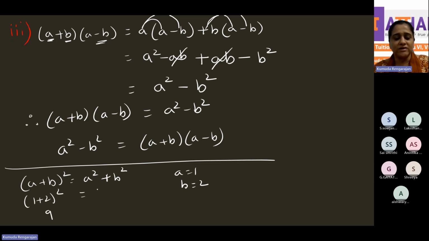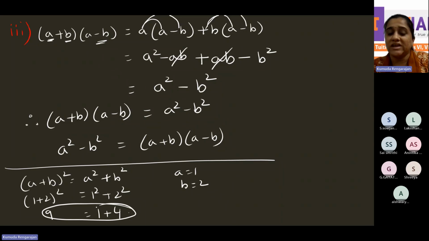On the other hand, you get 1 square plus 2 square, correct? And what is 1 square? 1. 2 square, 4. And what is 1 plus 4? 5. See, the two sides are not equal. If you say (a plus b) the whole square is equal to a square plus b square, then on both the sides you must get the same answer.